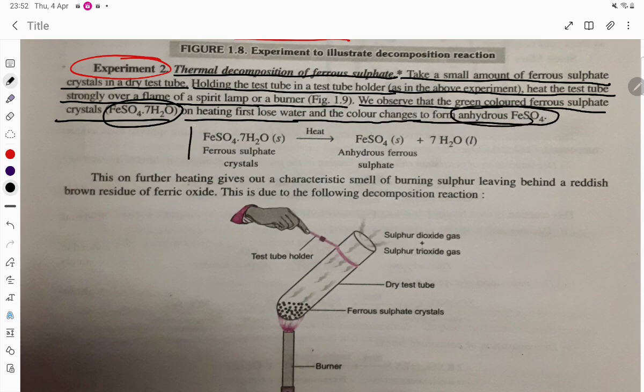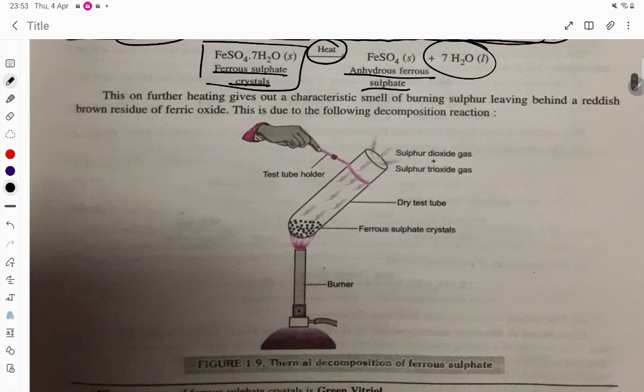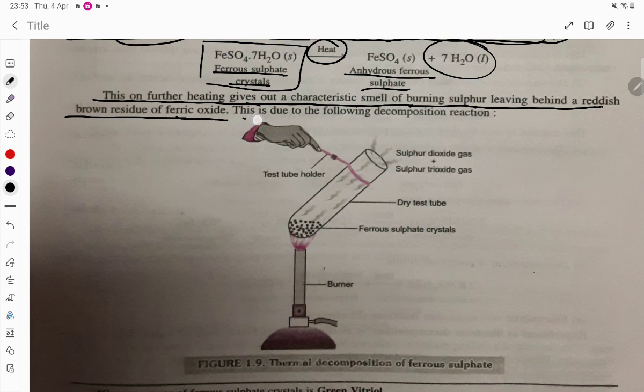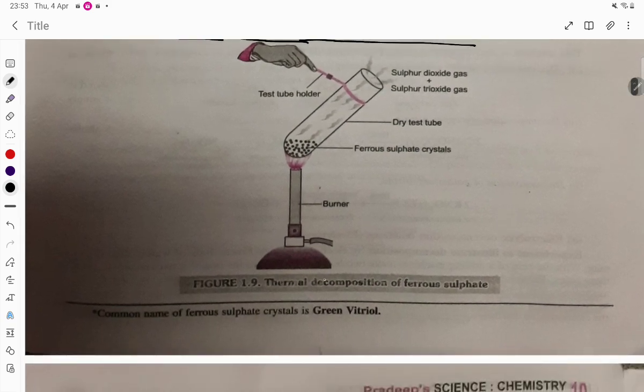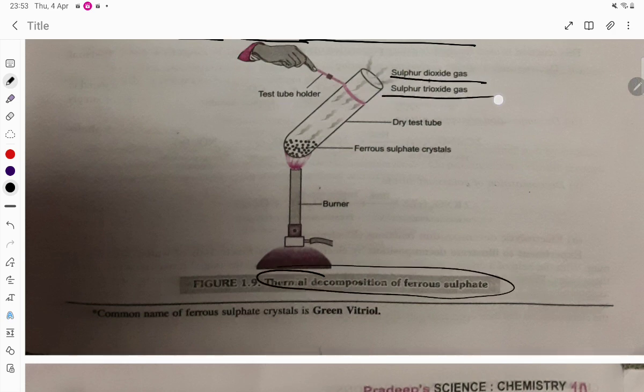So here is the FeSO4, student, ferrous sulfate crystal you are heating. So it will give the anhydrous ferrous sulfate plus 7H2O. So this is the loss of water. Now see, this on further heating gives out the characteristic smell of burning sulfur, leaving behind a reddish brown residue of ferric oxide. This is due to the following decomposition reaction. This is the thermal decomposition of ferrous sulfate. So you will find, student, sulfur dioxide gas is getting evolved.